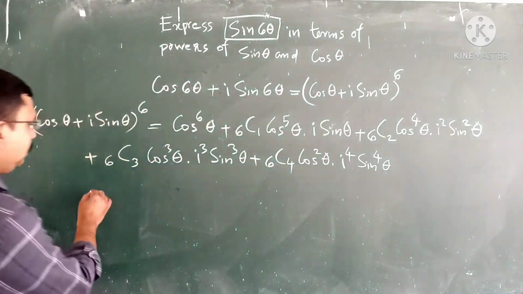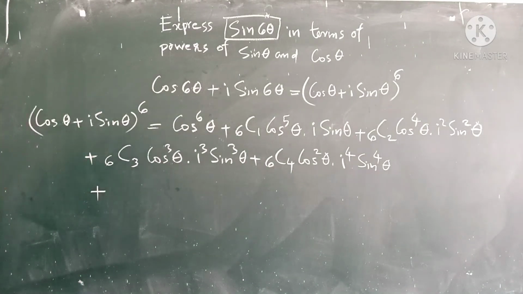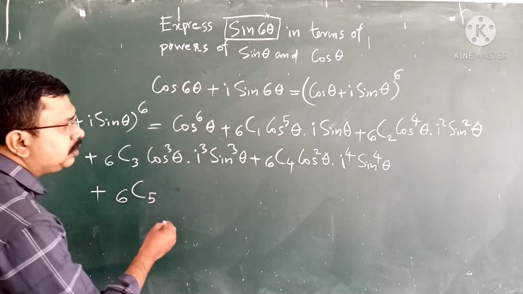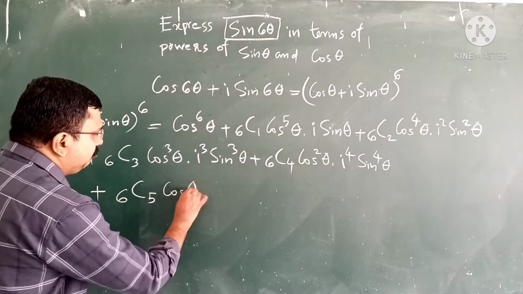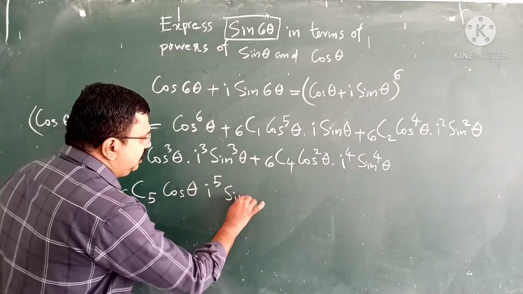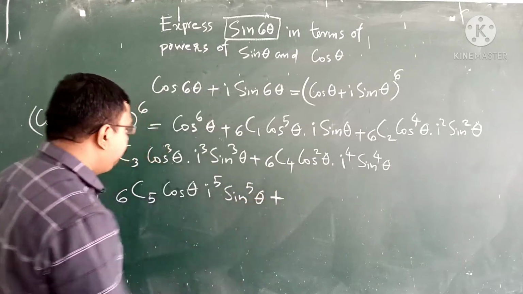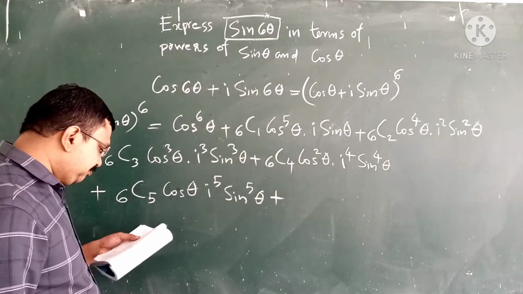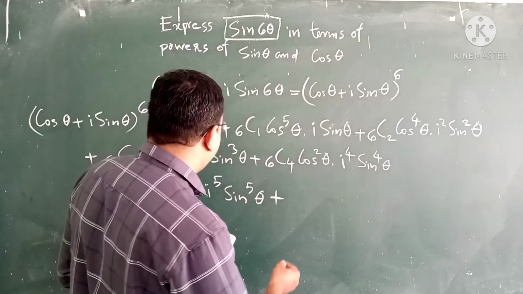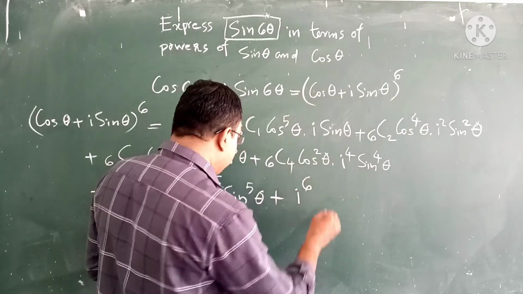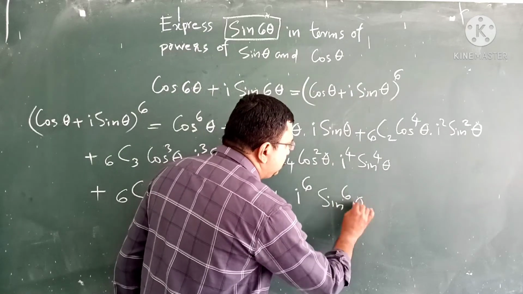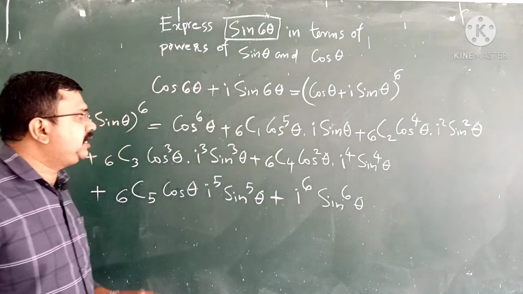plus 6C5 cos theta into i raised to 5 sin raised to 5 theta, plus the last term is i raised to 6 sin raised to 6 theta. This is the expansion.